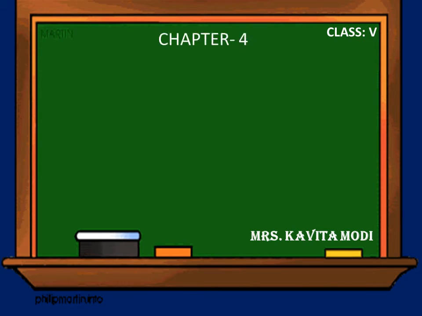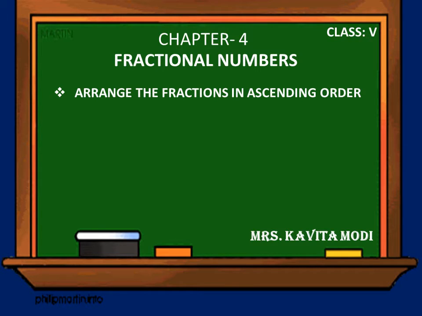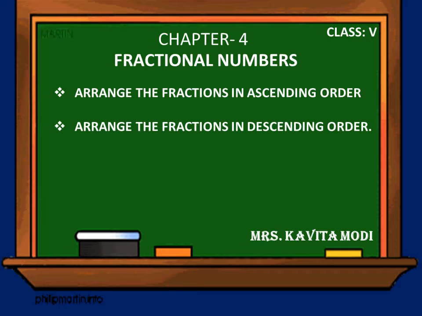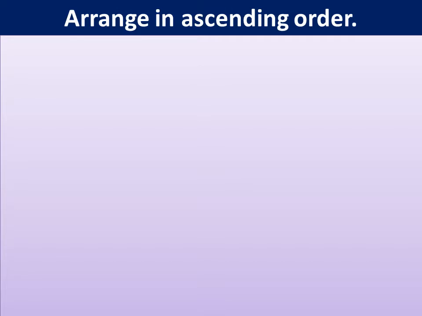Today we are going to start chapter 4, fractional numbers. In this chapter our topics are arrange the fractions in ascending order and arrange the fractions in descending order. Our next topic is arrange the fractions in ascending order. Question number A: 5 upon 2, 1 upon 6, 3 upon 4 and 3 upon 8.